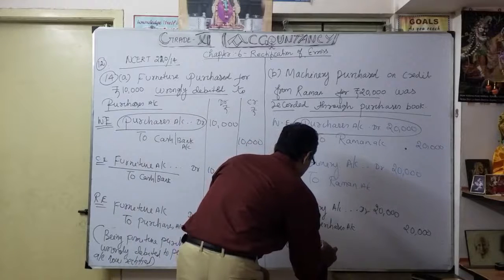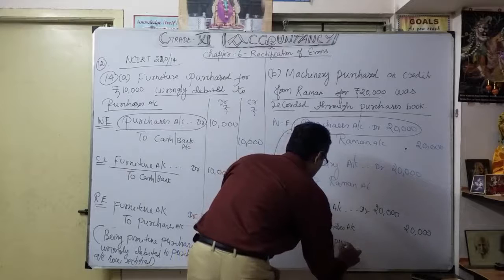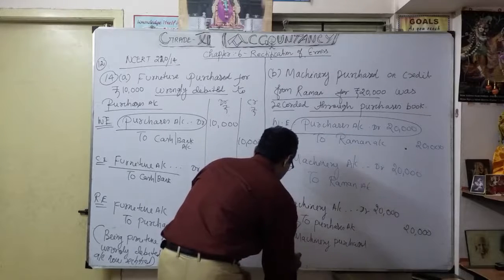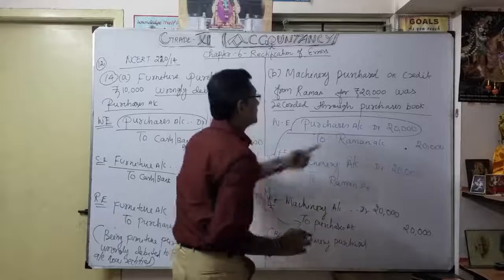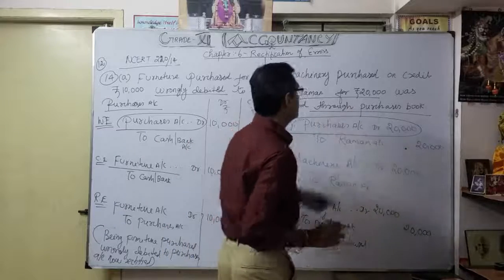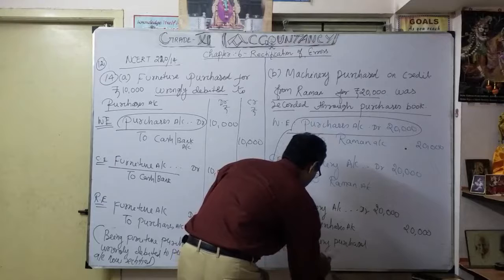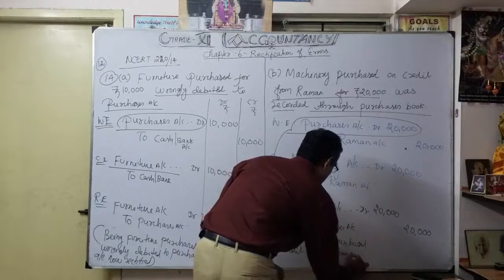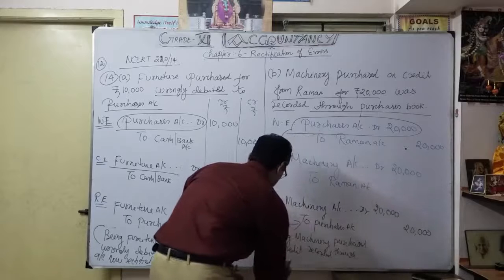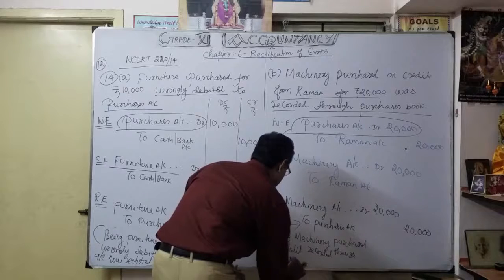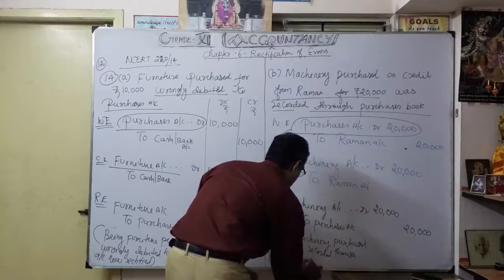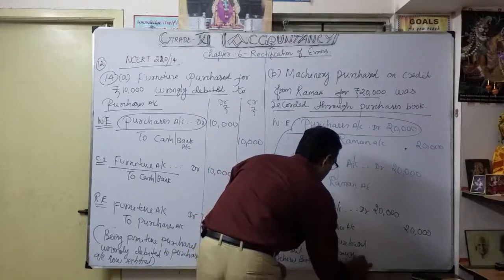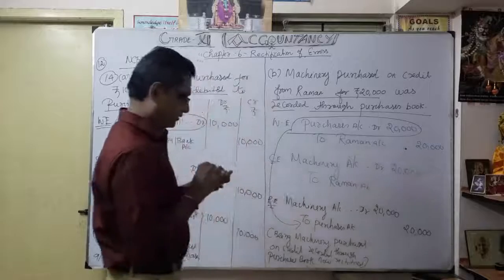Being machinery purchased on credit, wrongly recorded through the purchase book. Okay, consider it as the credit purchases book. Now rectify. Understood now this transaction.